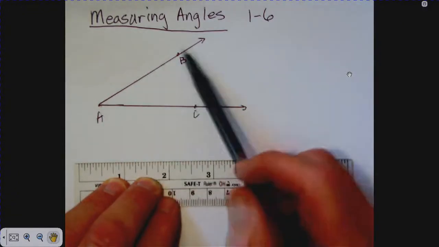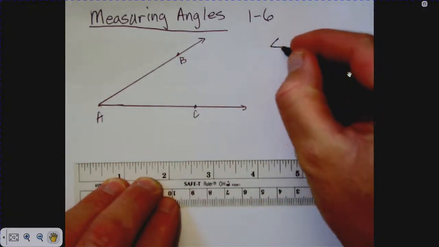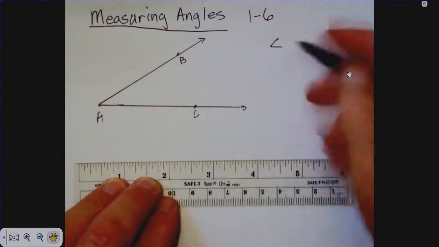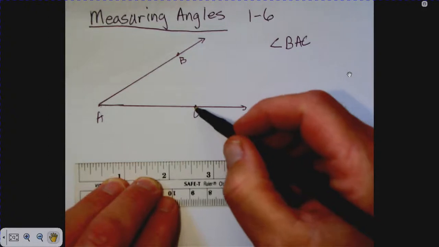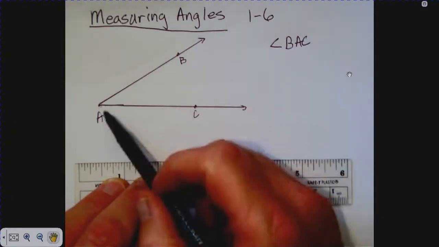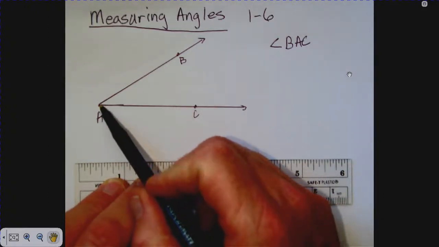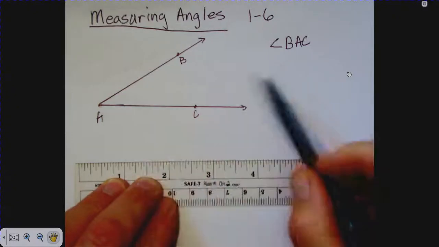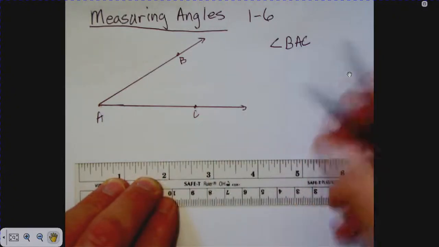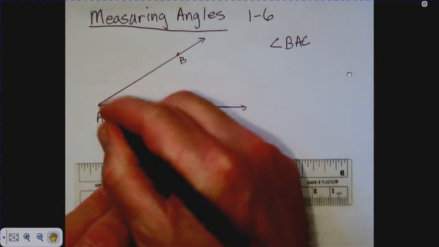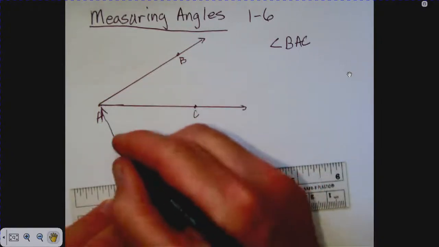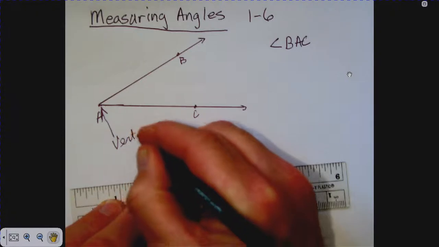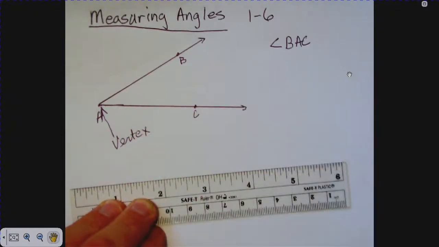Then I have angle BAC, or I could call it angle CAB, but I need that common endpoint to be in the middle of the name of the angle, so the A here. We call that common endpoint the vertex. So that's the vertex of the angle.